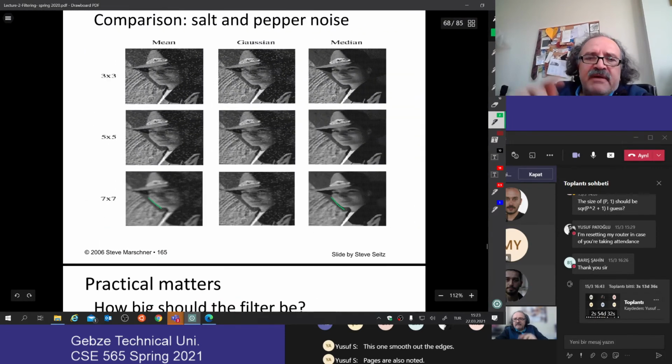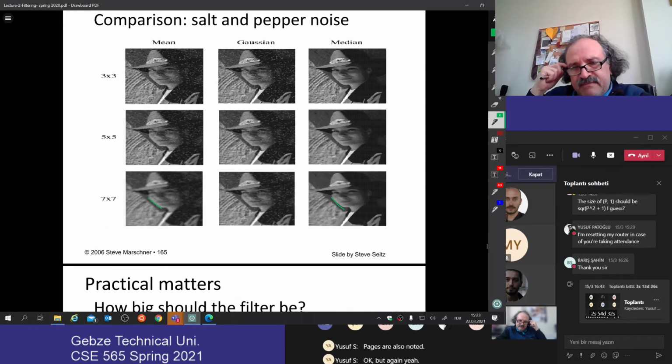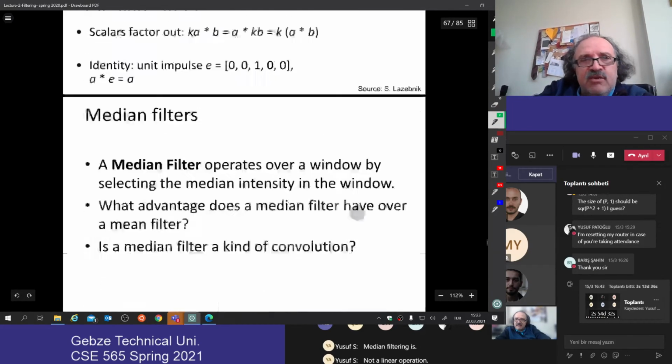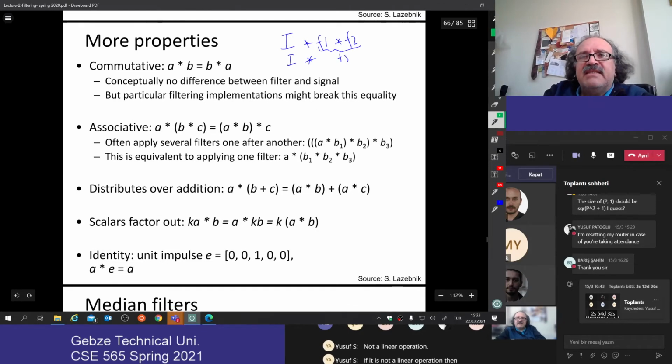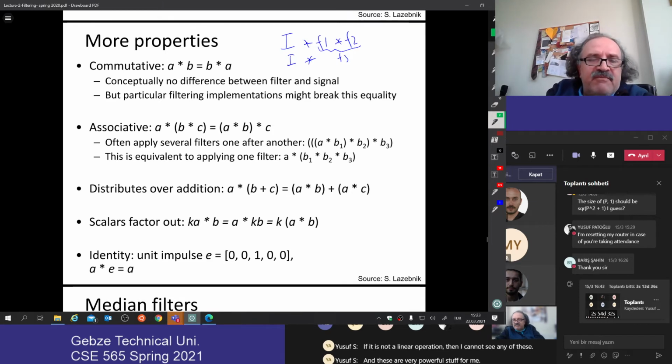Okay, but again, median filtering is not a linear operation. If it is not a linear operation, then I cannot say any of these, and these are very powerful stuff for me. Anyway, but whenever it is needed, you can use the median filtering.